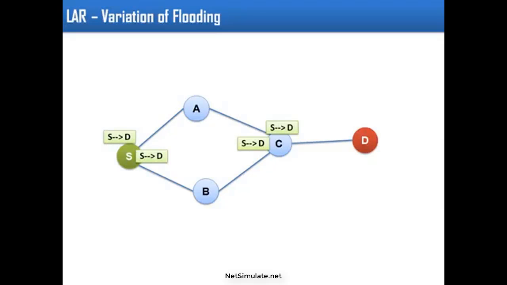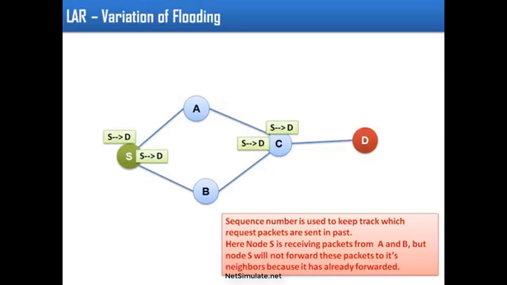A sequence number is used with every route request, so it can stop flooding at some point of time, otherwise this flooding will keep on going. So this is the variation of flooding which is going to be used in location-aided routing. If a route request message has been sent from a particular node, and in future that node receives the same copy of that request, in that case that node will not broadcast it again. Sequence number is the mechanism through which this will be achieved.